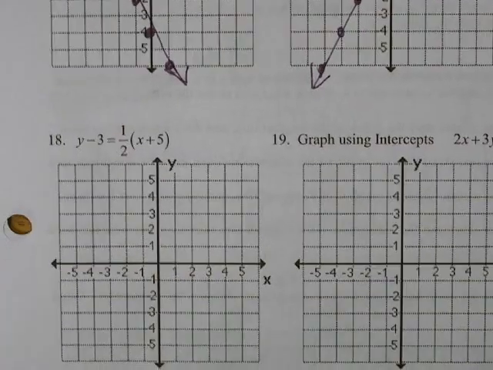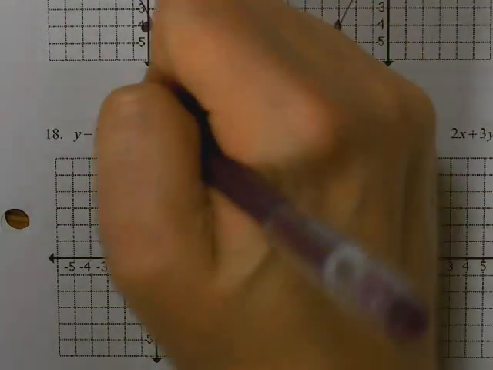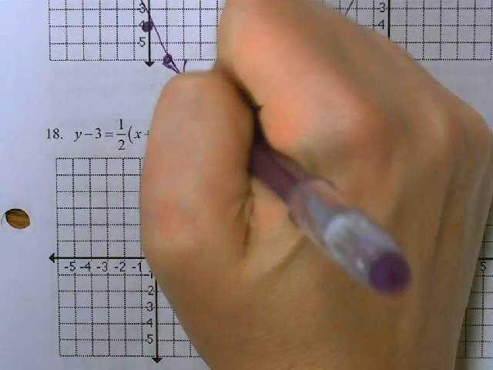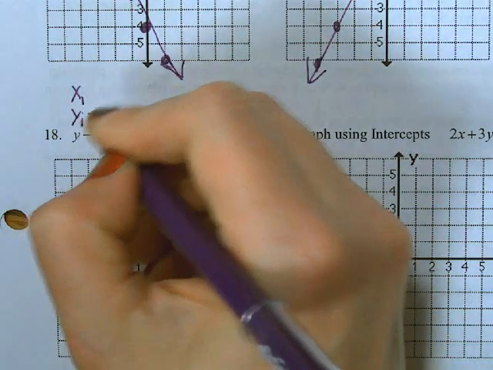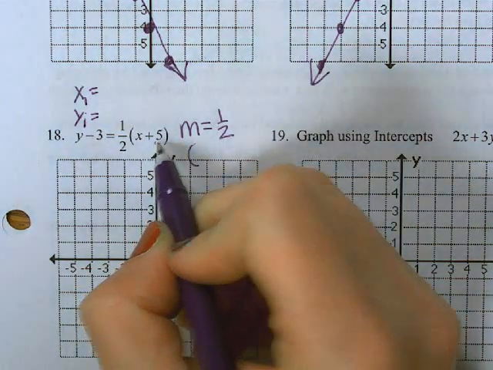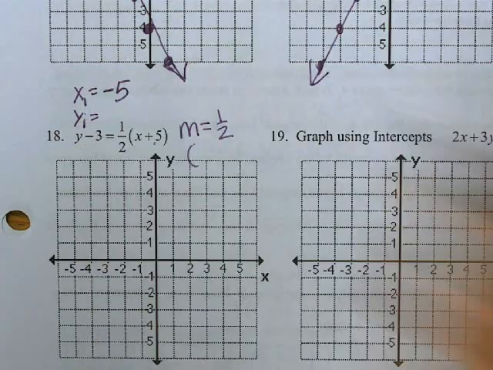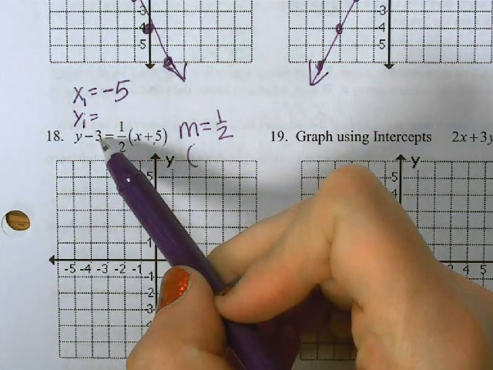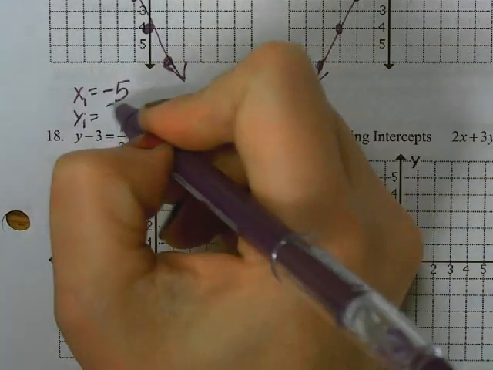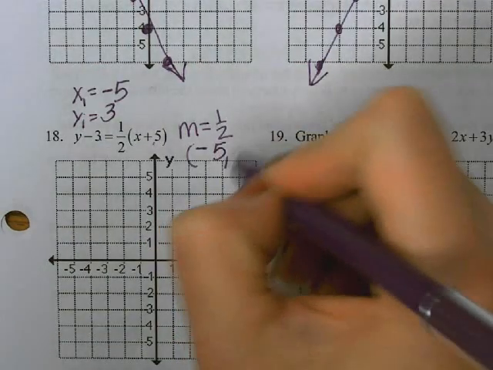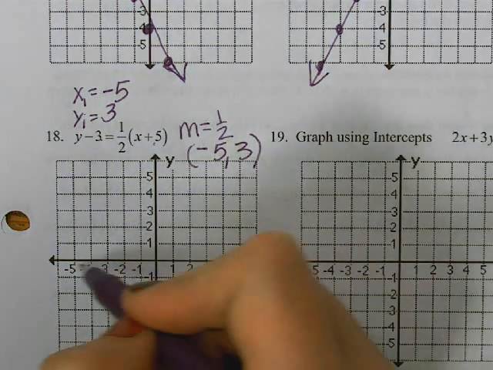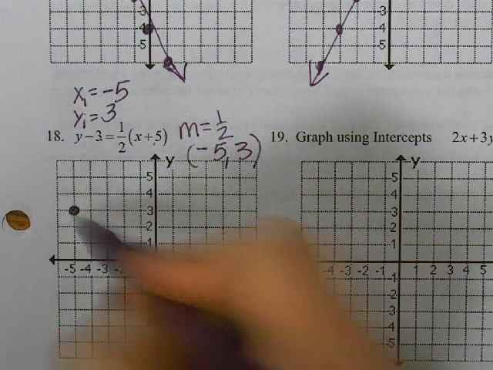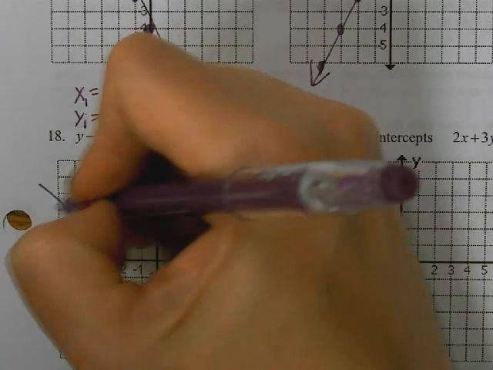1, 4. Alright, number 18, same type of problem. Remember, you can pause the video if you need to. M is 1/2, and my point, remember, is going to be its opposite day. So x1 is positive 5, so that means x1 is going to be negative 5. y1 is negative 3, so that means it's going to be positive 3. So this is negative 5, 3. So I'm going to start at negative 5, 3. That's where I start.